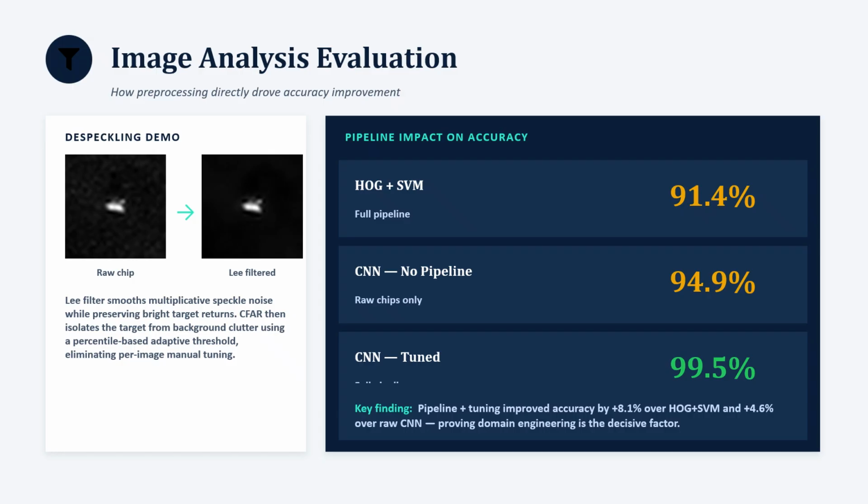HOG plus SVM with pre-processing achieved 91.4%. CNN on raw chips without pre-processing achieved 94.9%. And CNN with full pipeline and tuning achieved 99.5%. The pre-processing pipeline alone contributed a 4.6% improvement over the same CNN architecture on raw chips.